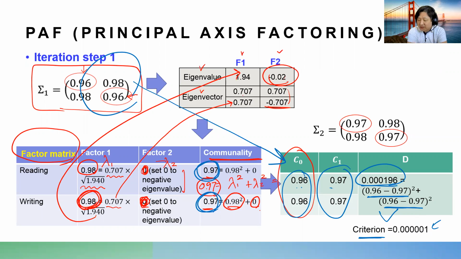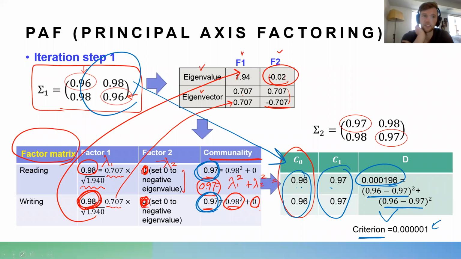Any questions? The communality is always increased during the iteration process, right? Yeah, right. If you iterate, the communality always increases. Okay. But how much does it increase? We don't know, right? So we'll see more examples later.